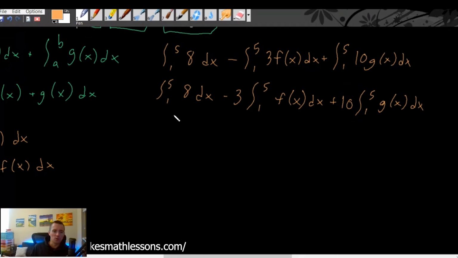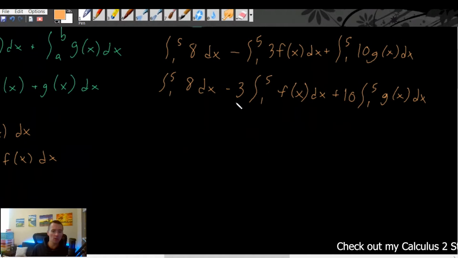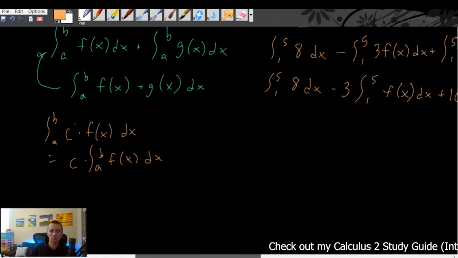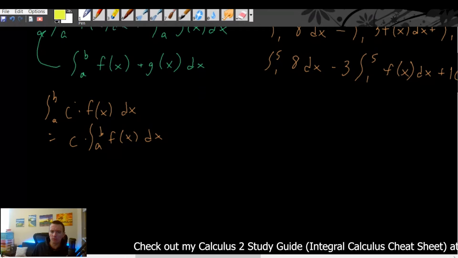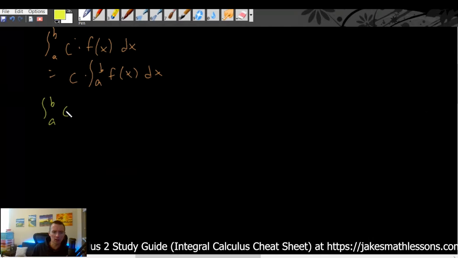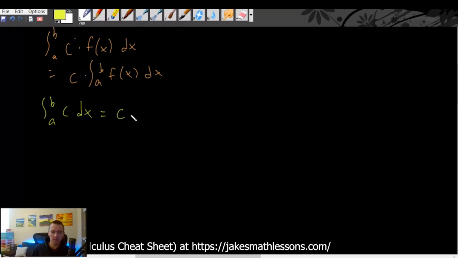Okay. Now we still need to deal with this integral that is just the integral from 1 to 5 of 8 dx. So this is kind of weird because there's no variable, no f of x or g of x that we were given some information about. So how do you deal with just the integral of a constant? Well, that is one of the other properties that's on my Calculus 2 study guide. The property I'm referring to says the integral from a to b of a constant c with respect to x is just going to be the constant c times your upper bound minus your lower bound, b minus a.